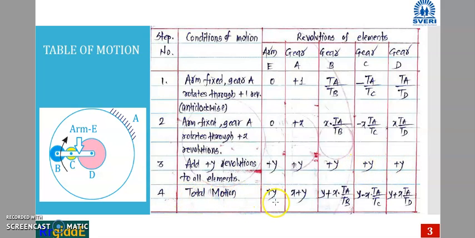Finally, total motion is equal to Y for the arm, X plus Y for the gear A, Y plus X TA upon TB for the gear B, Y minus X TA upon TC for gear C, Y plus X TA upon TD for gear D.